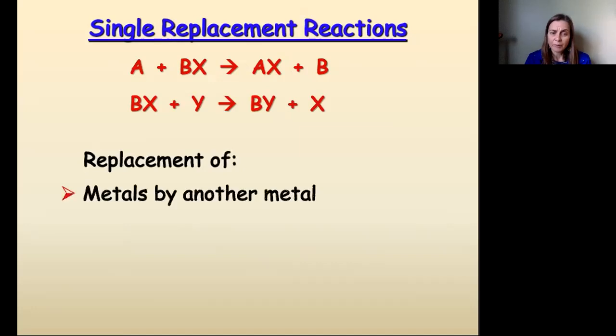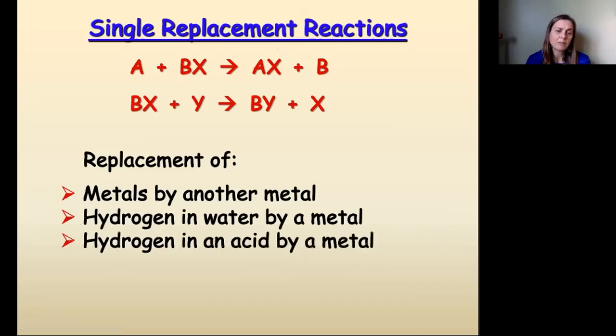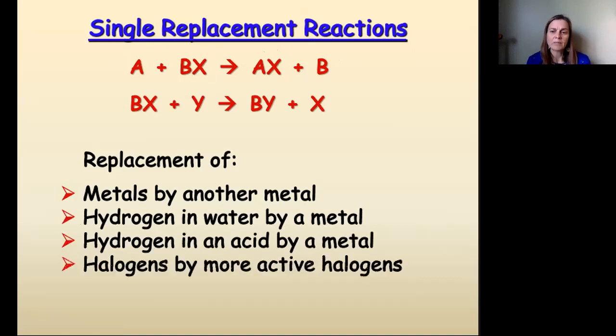So we can have replacement of a metal by another metal. We have an example of that here with A plus BX, and we get AX plus B. We know this must be the metal because this is the cation, the first element in the compound. It can also be the replacement of hydrogen in water by a metal, the replacement of hydrogen in an acid by a metal, or the replacement of a halogen by a more active halogen. That would probably be what we have an example of here with BX plus Y yields BY plus X. Here you can see that the anion is being replaced rather than the cation.